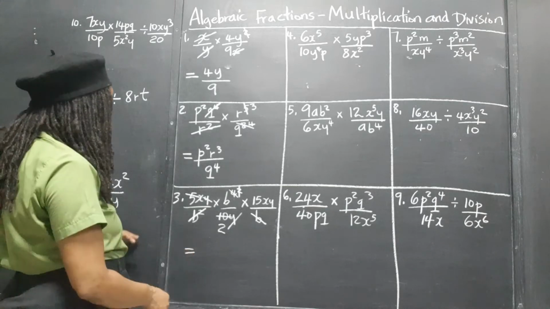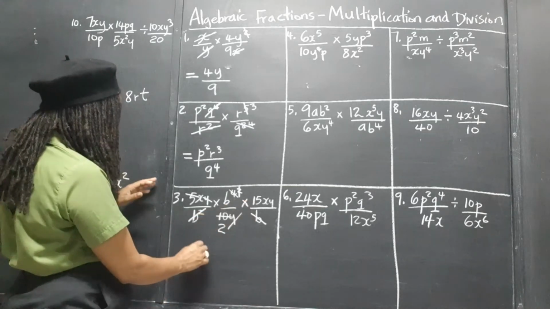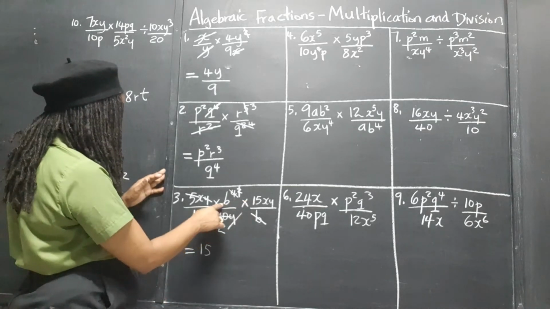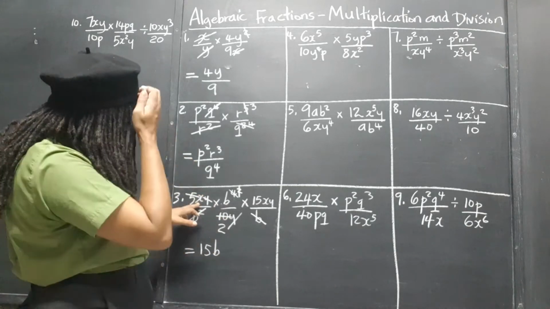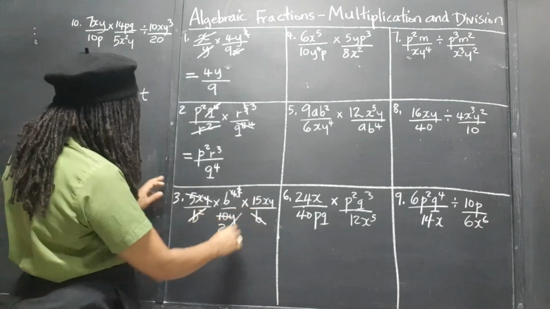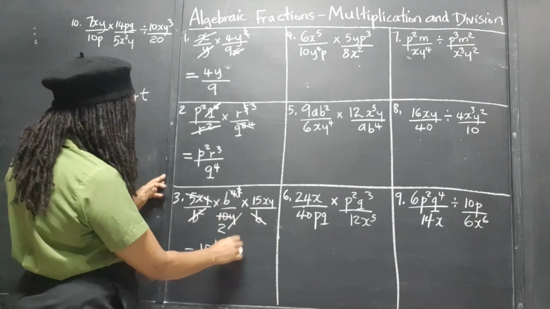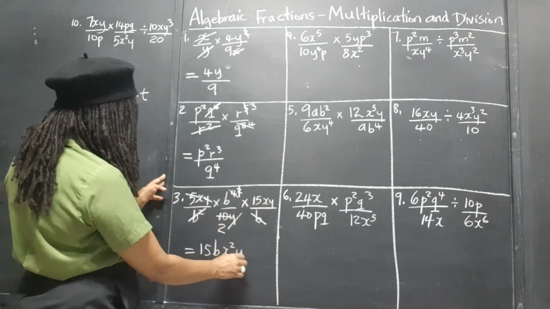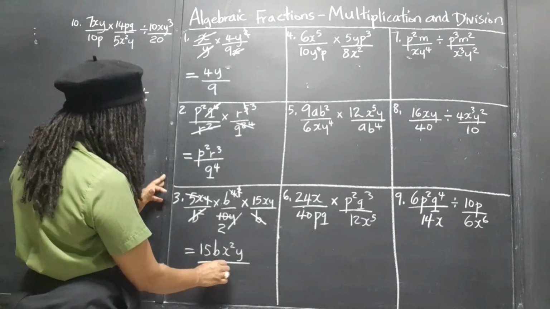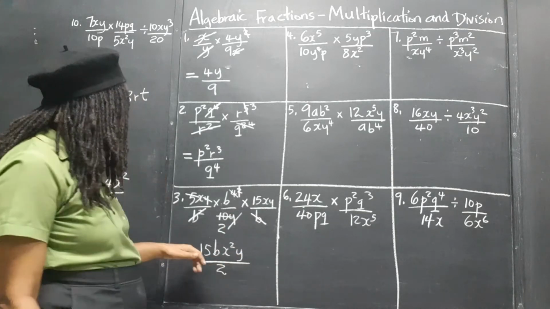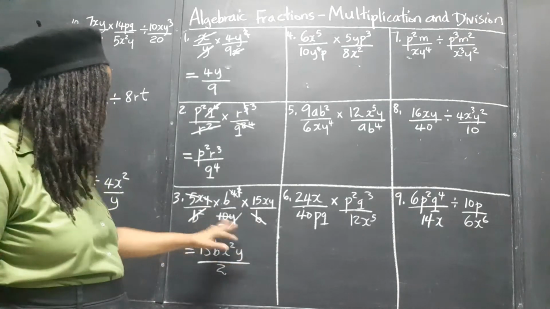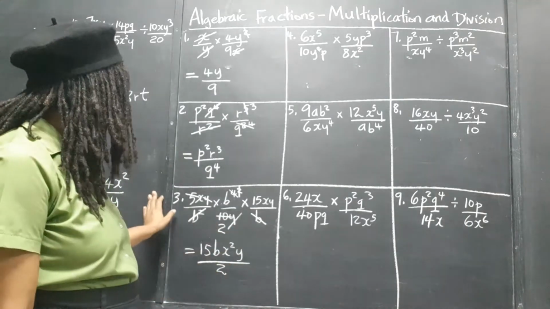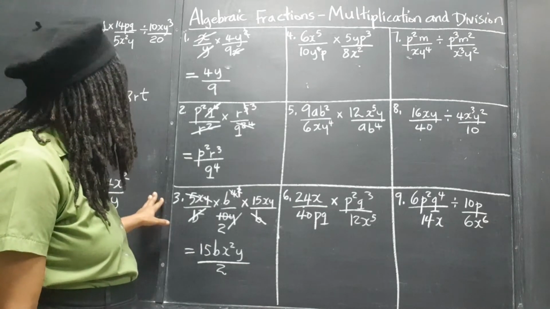So in the numerator, we have our 15 still. We have b, and we have this 1x times this x, that's x squared. We have our y, and in the denominator we have a 2. And the 15 and 2 cannot be reduced any further, so this is our answer. That's our final answer.